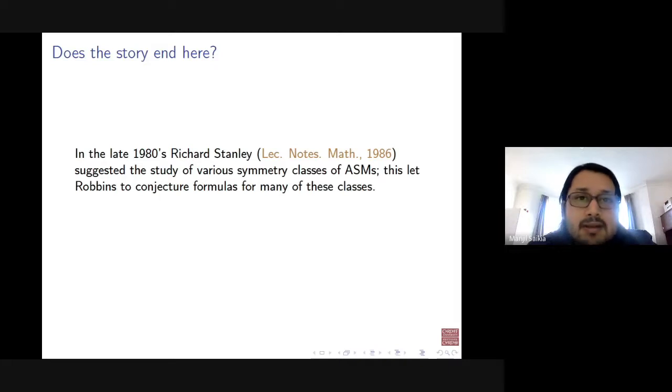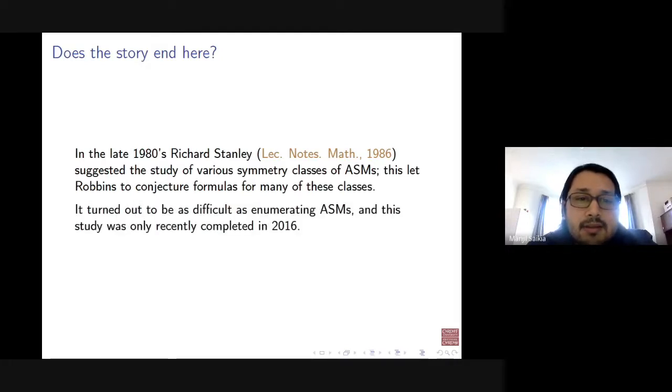proof of the alternating sign matrix conjecture, which was done by Zeilberger, is complicated. So it was considered to be a hard problem, and even the enumeration of these symmetry classes turned out to be difficult. And this was only completed recently in 2016 by Matthias Konvalinka, Roger Behrend, and Ilse Fischer.